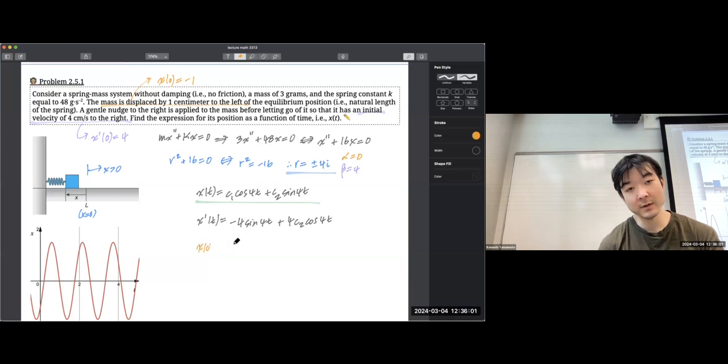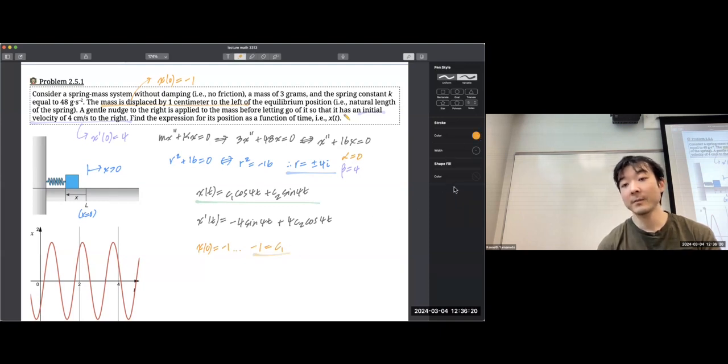So I'll just say x of 0 is equal to negative 1. That just means that negative 1 is equal to plugging in 0 for t, so the sine term will go away. So you just have c1 because cosine of 0 is also 1. So you just get this. So automatically get the c1 right away.